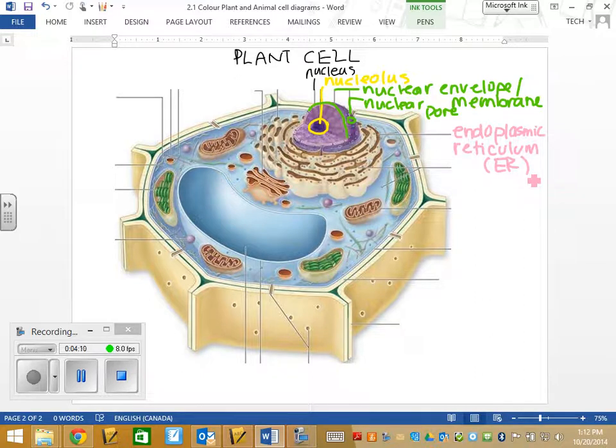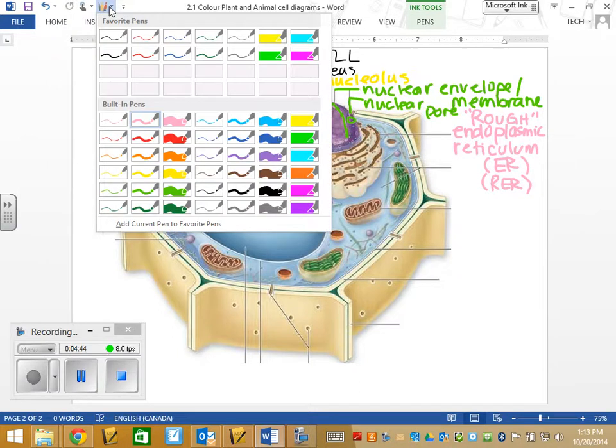Now you'll notice that there are a couple of lines that point to this structure. The line that I'm indicating here is actually pointing to the rough endoplasmic reticulum. So we could call it the RER. And this line over here at the top is pointing to the smooth endoplasmic reticulum. And the way that you would know the difference between the rough and the smooth is whether or not these little dots are on it.